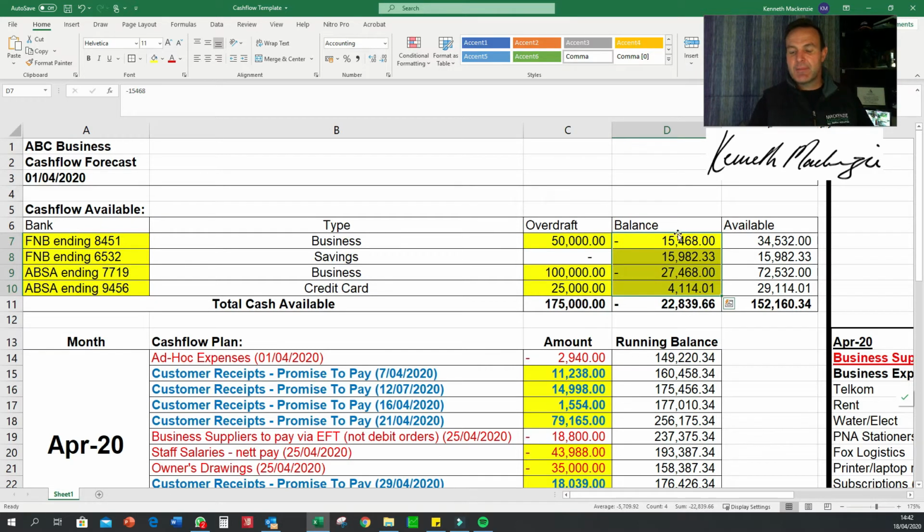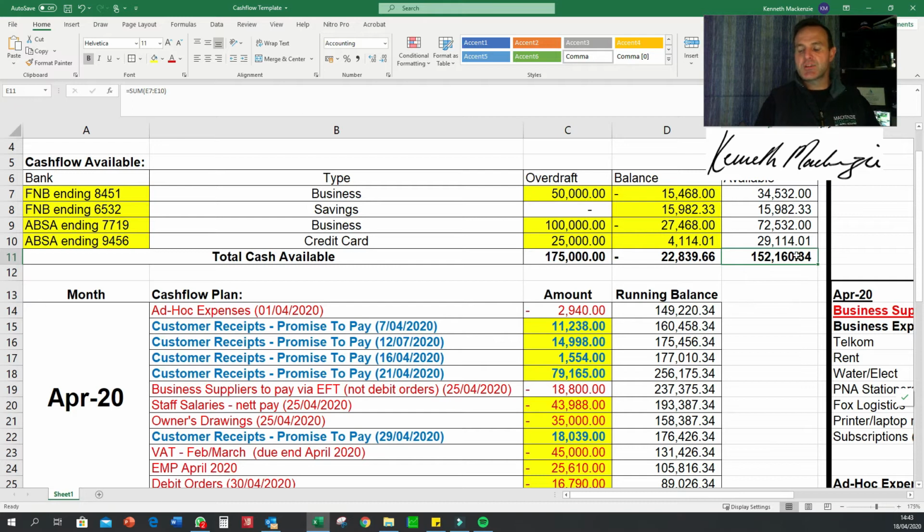After you've put in your bank balances, here we can see, for example, we're about 15,468 in the red on this account. Here we've got about 15 grand saved, 27,468 in the red, and here we've got about 4 grand saved on the credit card. So this counts the available cash, right? And it gives you a total of 152,160 rand or dollars, whatever forex you're working with, available. That's perfect. Now we know how much cash we have available at this moment on the 1st of April.